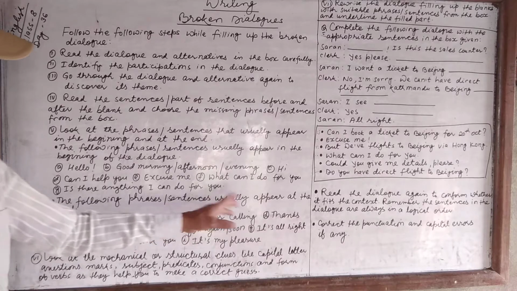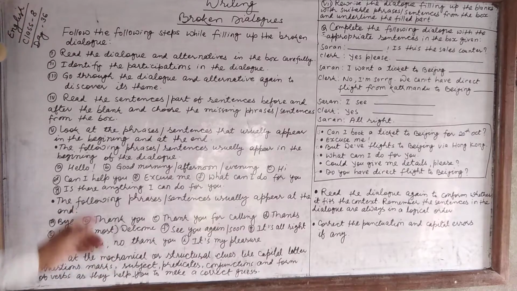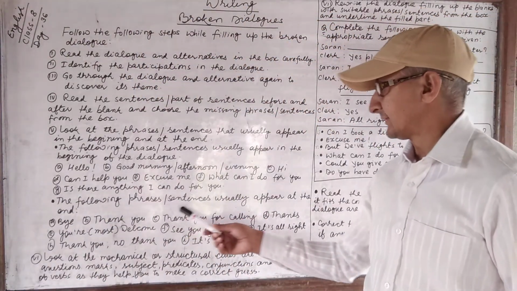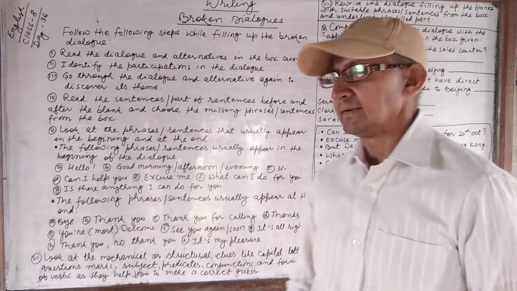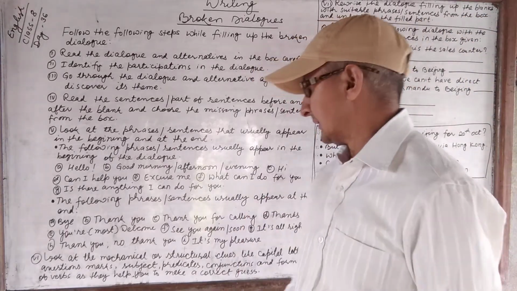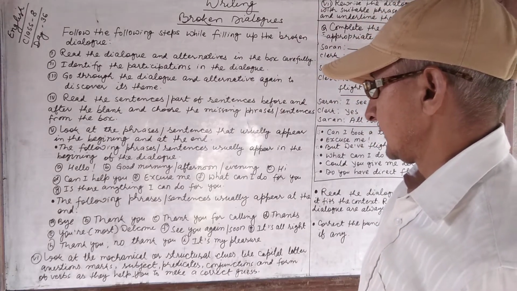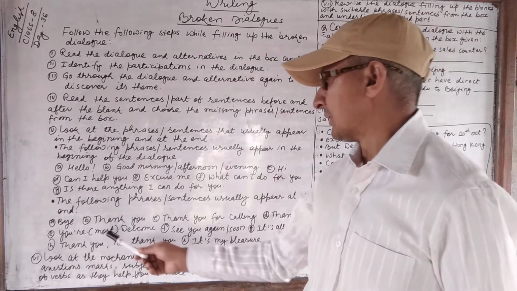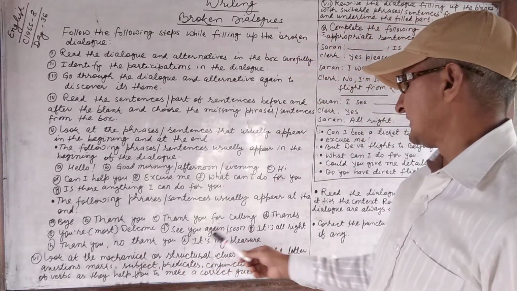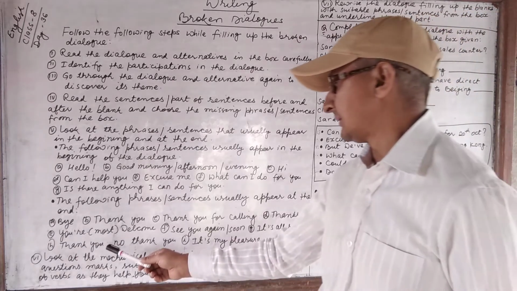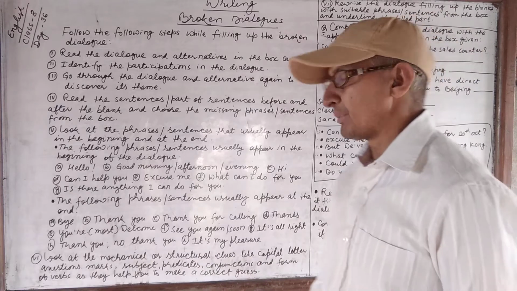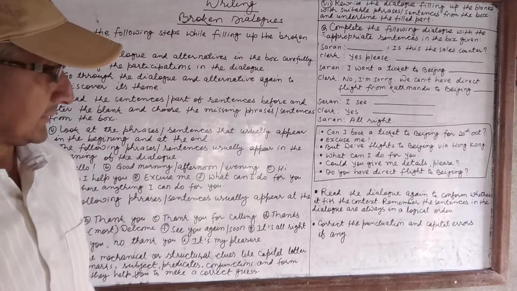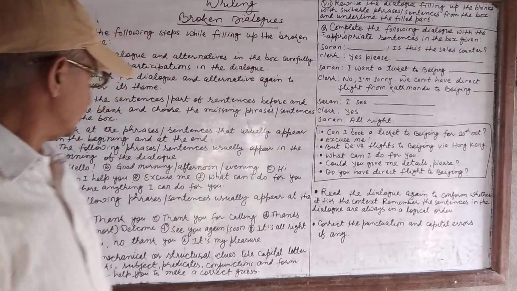And the following phrases and sentences usually appear at the end of the dialogue. There are some phrases and sentences they use at the end of the dialogue. Words like bye, thank you for calling, thanks, you are welcome, see you again, see you soon, it's all right, thank you, no thank you, it's my pleasure. Such sentences or phrases are used at the end of the dialogue.